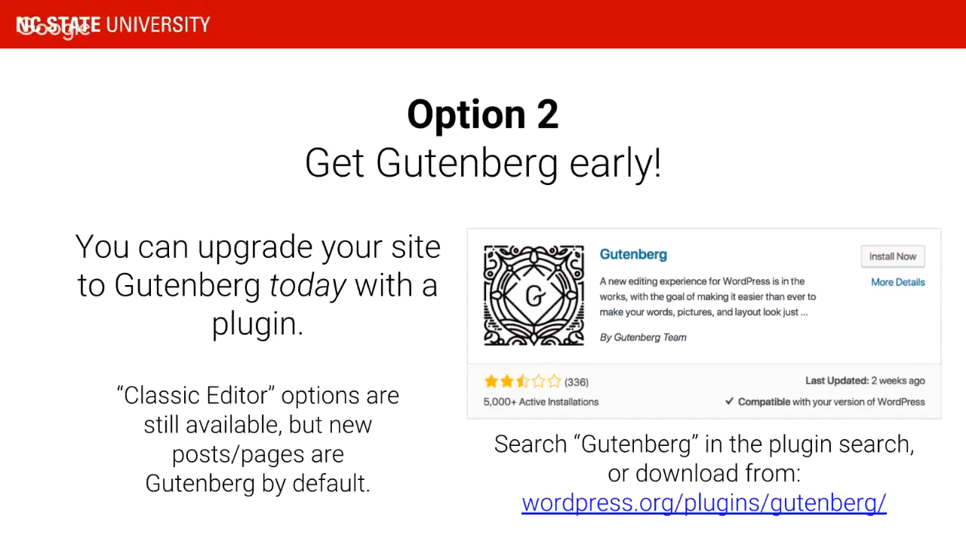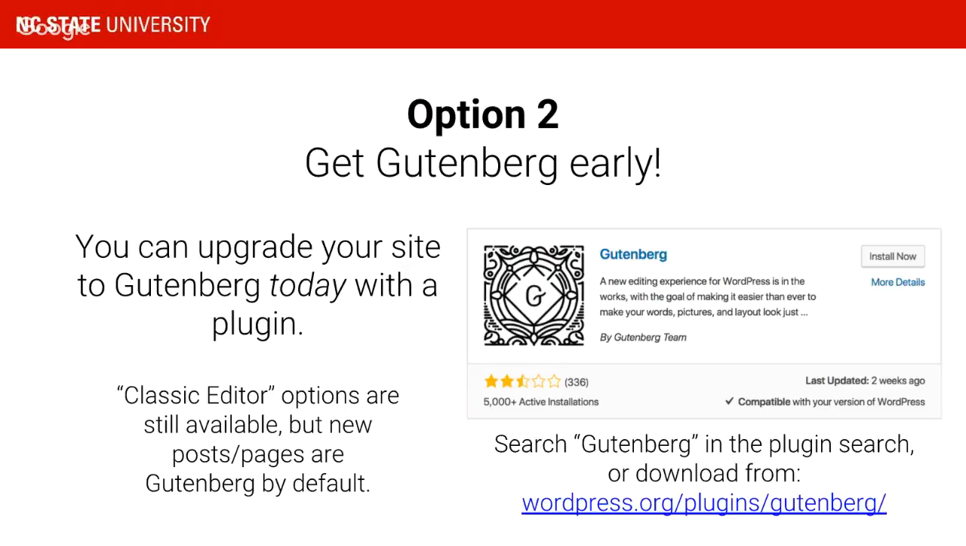And then option two, you can actually get Gutenberg early. Gutenberg is available as a plugin on the WordPress plugin repository, which will enable it inside of your site. It will still let you use the classic editor, but for any posts and pages that you make, they're going to be turned into Gutenberg by default. But old pages, you can still use the classic editor with. You can also make new classic editor pages if you want to.